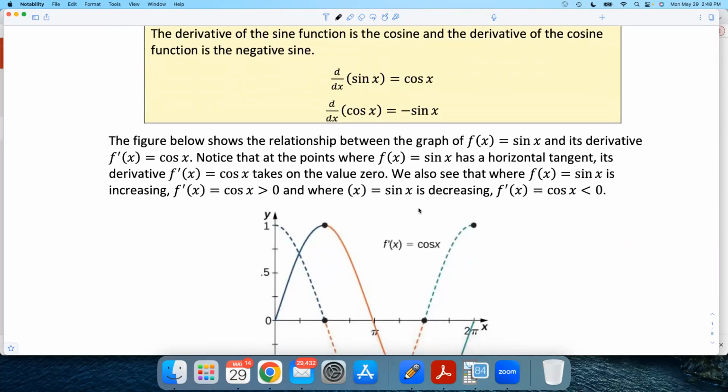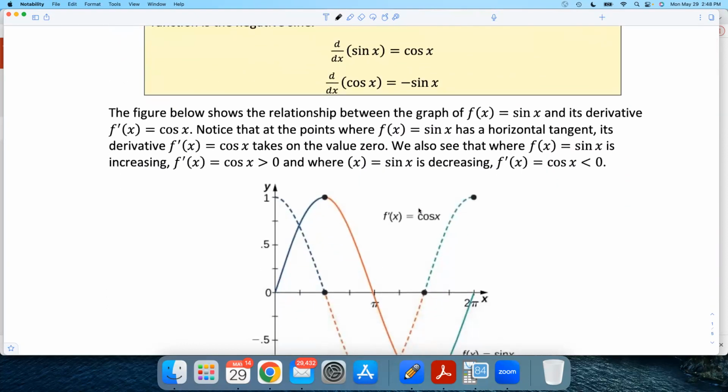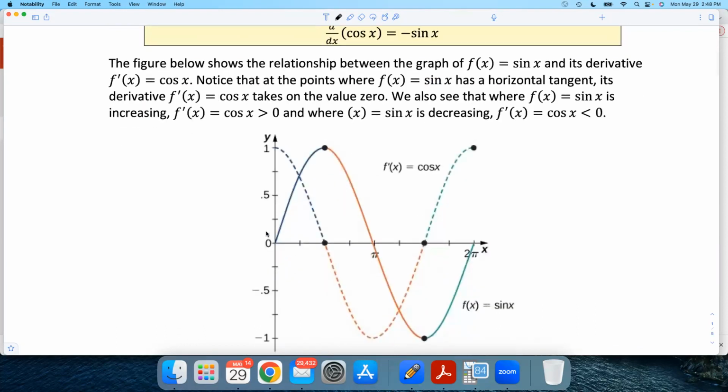Let's look at a picture and motivate that. But this is not a proof. This is just a motivation. So this graph here is the graph of sine of x. Remember what the derivative is. The derivative tells you whether you're increasing or decreasing. The derivative tells you whether your tangent lines are positive, negative, or 0.